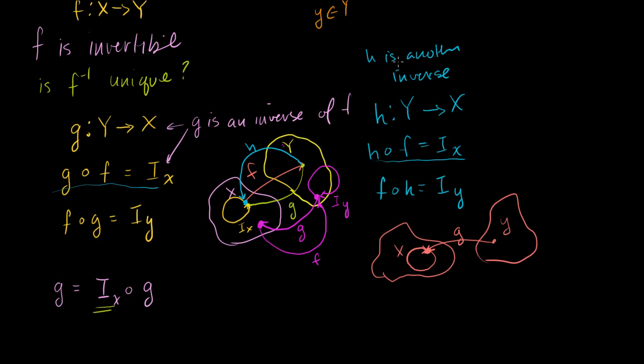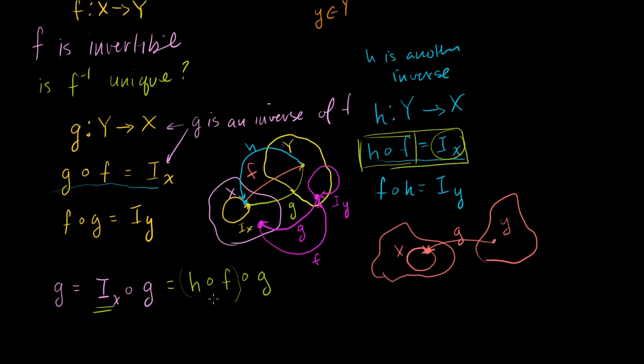Well, by definition, if h is another inverse of f, this is true. So I can replace this in this expression with a composition of h with f. So this is going to be equal to the composition of h with f and the composition of that with g. And you might want to put parentheses there.